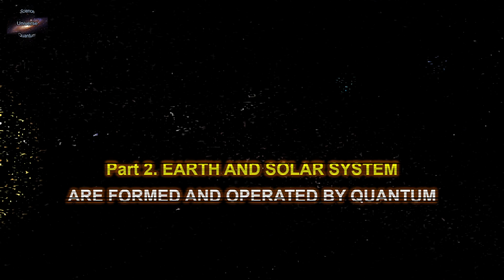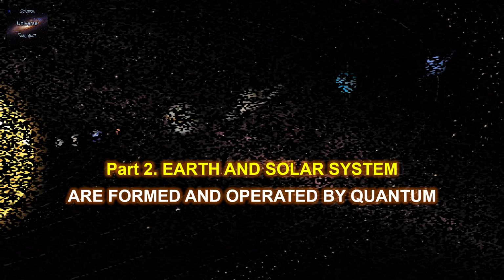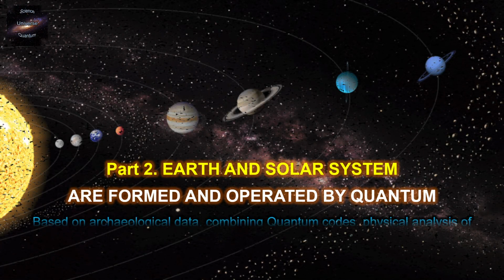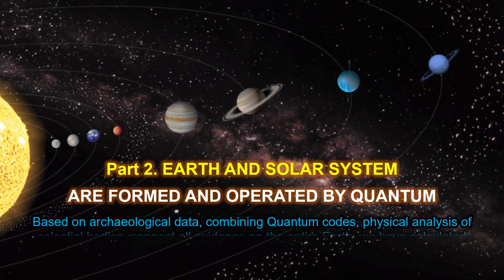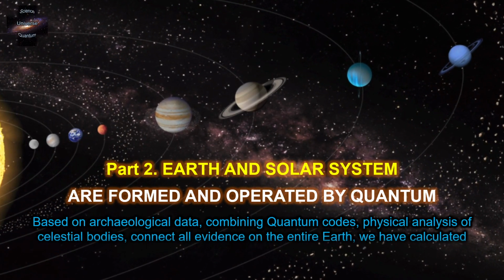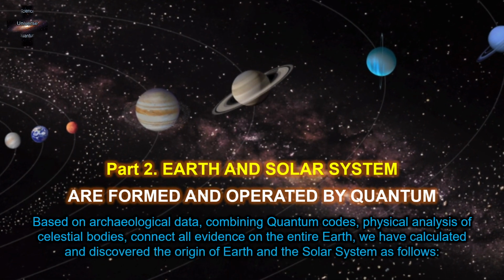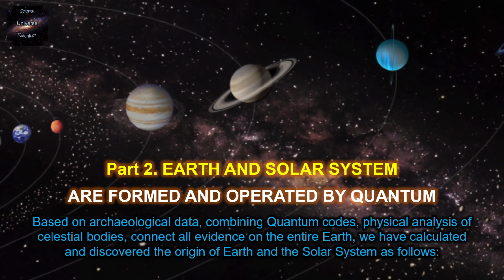Part 2. Earth and Solar System are formed and operated by quantum. Based on archaeological data, combining quantum codes, physical analysis of celestial bodies, and connecting all evidence on the entire Earth, we have calculated and discovered the origin of Earth and the Solar System as follows.